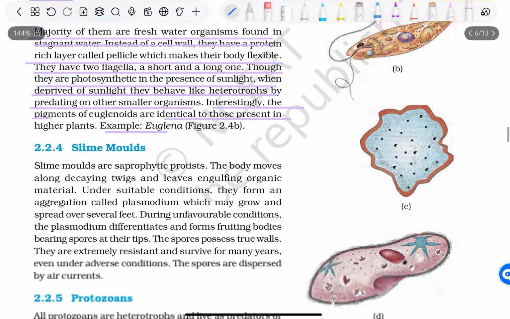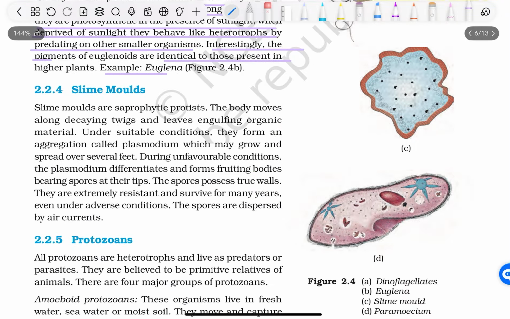Example, Euglena. Slime molds. Slime molds are saprophytic protists. The body moves along decaying twigs and leaves, engulfing organic material. Under suitable conditions, they form an aggregation called plasmodium, which may grow and spread over several feet.